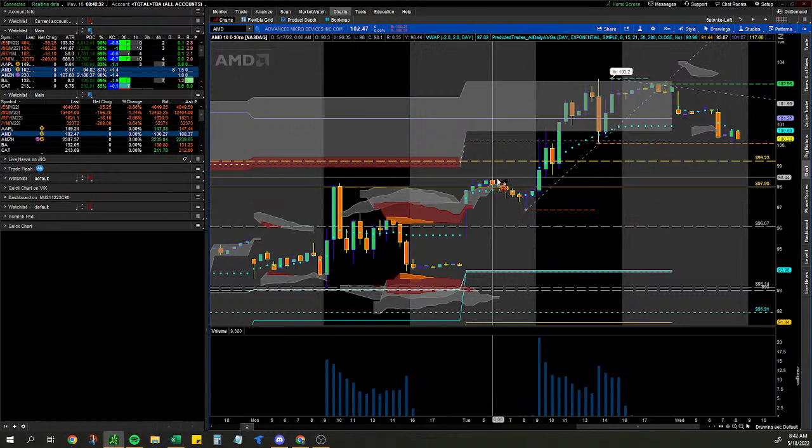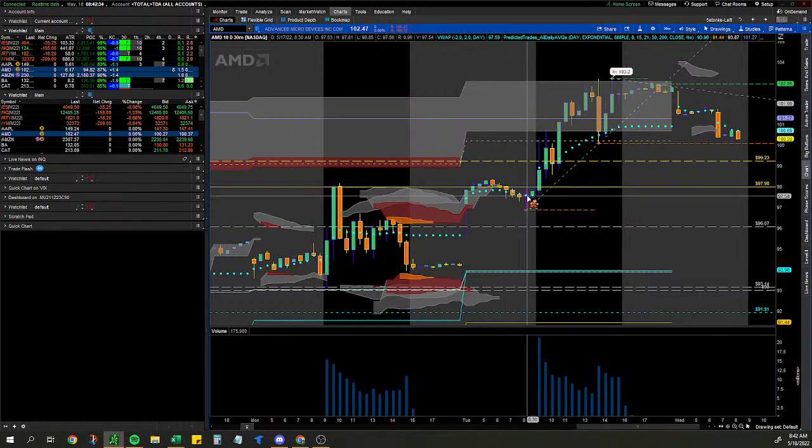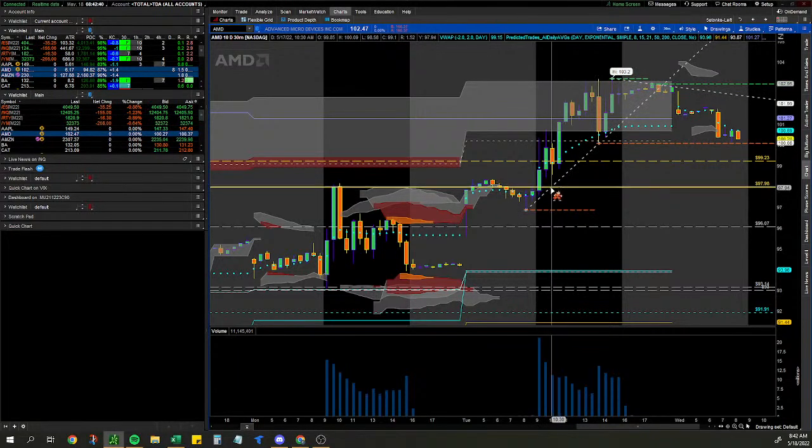Then yesterday, we had a nice slow fade, but then a ramp into this key level at 98, which we resisted the previous day. The moment you get through that, you go long.